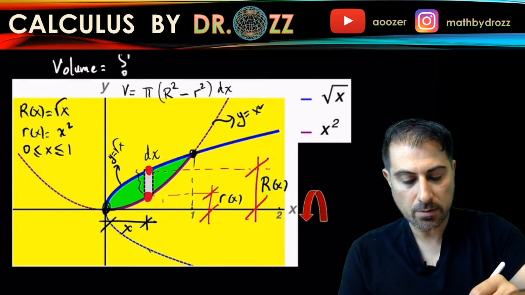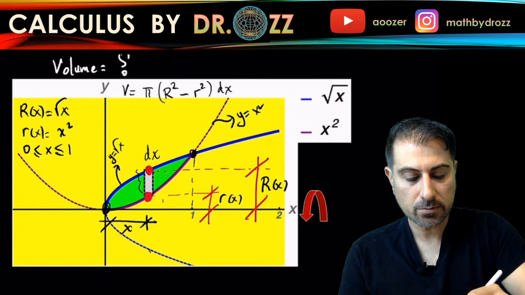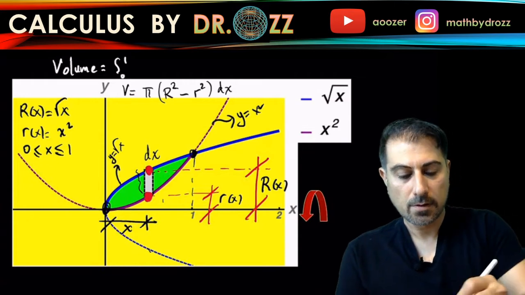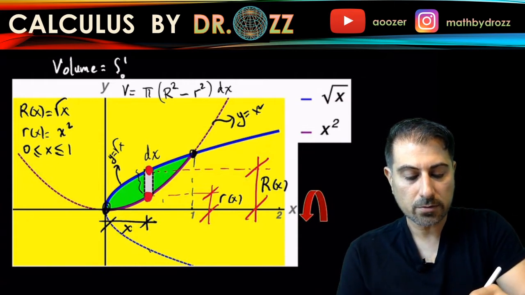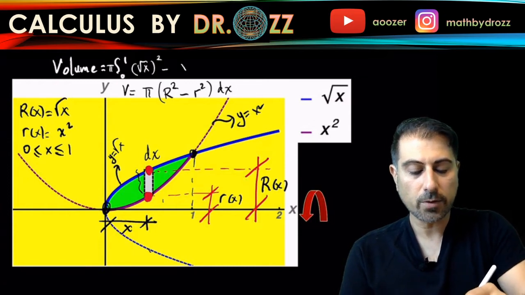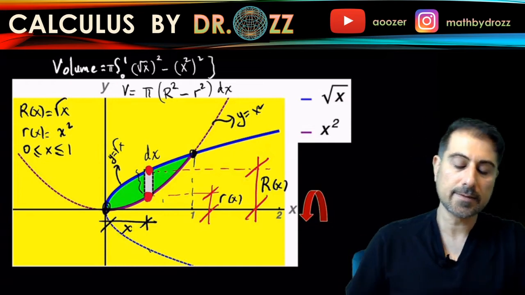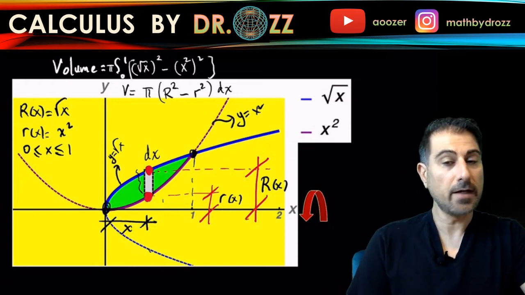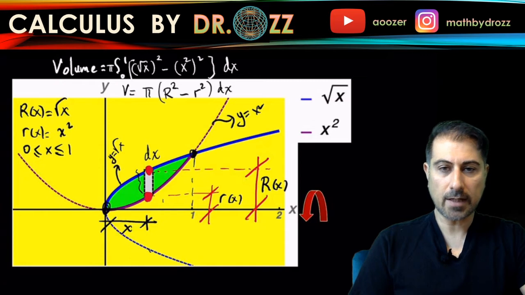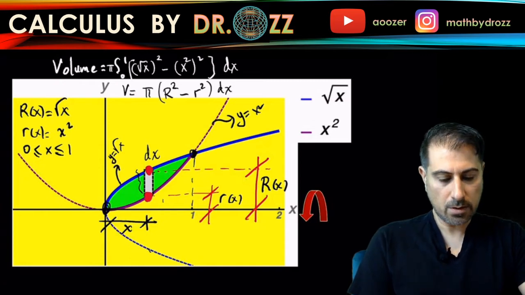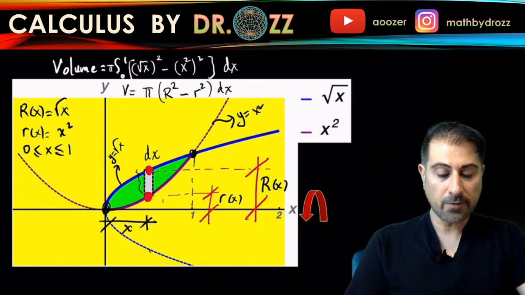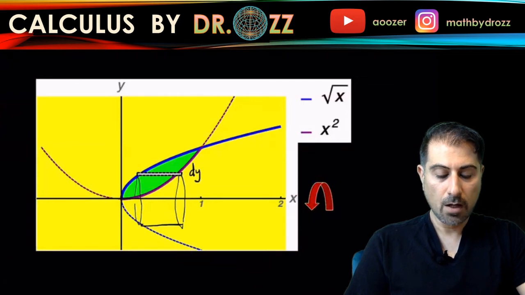Let me just maybe write it down here. Okay, 0 to 1. Pi times the outer radius squared, so radical x squared, minus x squared, that's the little r squared, times dx. Again, we're not evaluating this, and you can pause the video anytime and evaluate this volume integral. Right now I'm going to look at the shell method and write down the volume formula for that.